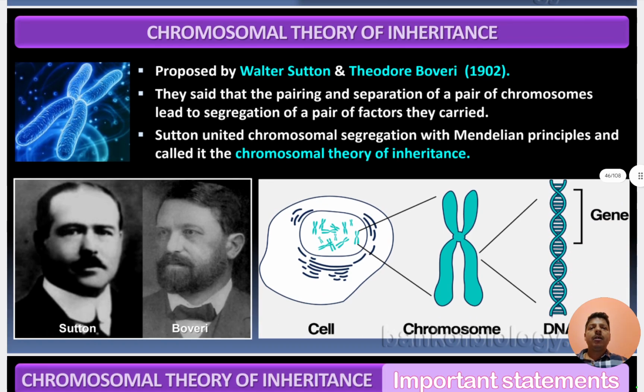First of all, it was proposed by Walter Sutton and Theodore Boveri in 1902, and they said that the pairing and separation of a pair of chromosomes leads to segregation of a pair of factors they carried. Sutton united chromosomal segregation with Mendelian principles and called it the chromosomal theory of inheritance. So who gave the name chromosomal theory of inheritance? Walter Sutton.